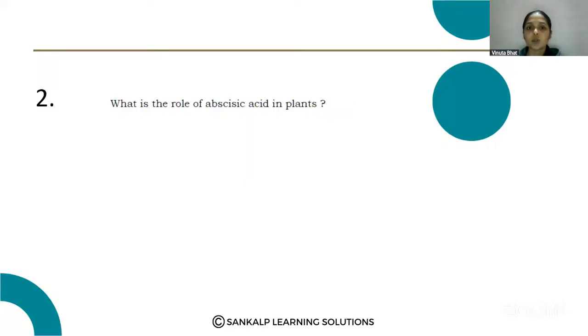What is the role of abscisic acid in plants? So it inhibits the growth of the plants. Abscisic acid inhibits the growth of the plants.